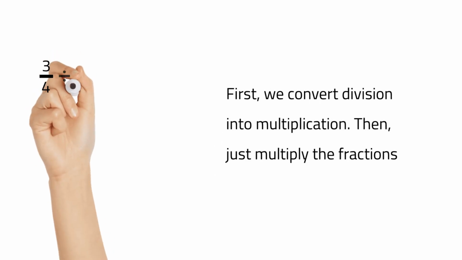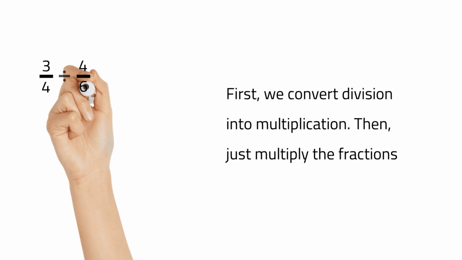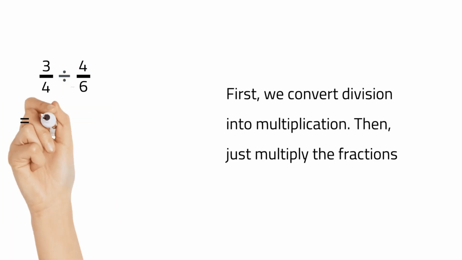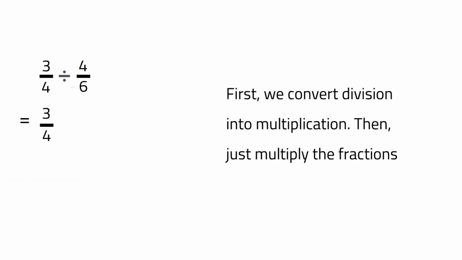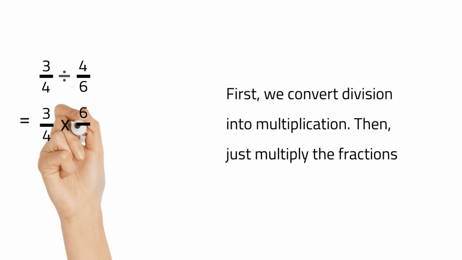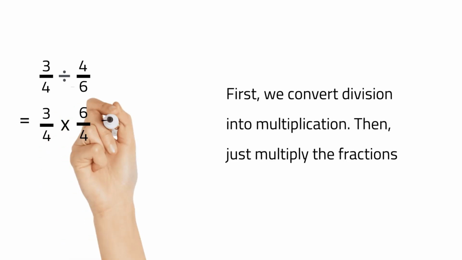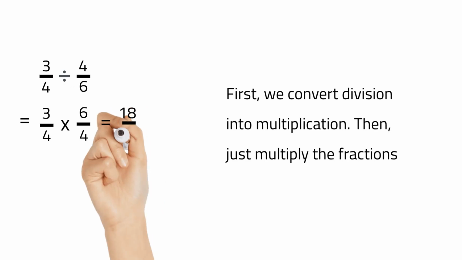Our equation is 3 over 4 divided by 4 over 6. Now our equation is 3 over 4 multiplied by 6 over 4 because we flipped the fraction, which equals 18 over 16 because 3 times 6 is 18 and 4 times 4 is 16.